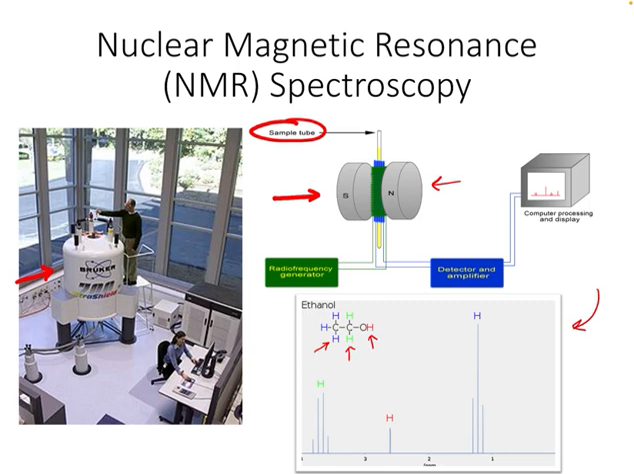Now, you could also use NMR to figure out how many different types of carbons you have. You could also use this on nitrogen or phosphorus, pretty much any atom that has a nucleus or an isotope with an odd number of protons and neutrons. So let's talk about that a little bit more.